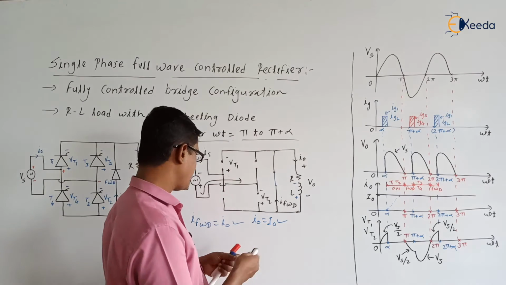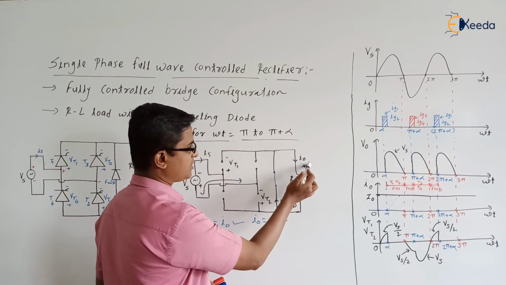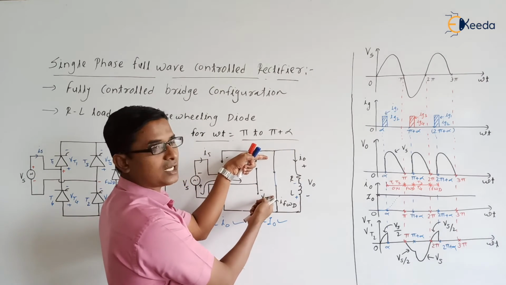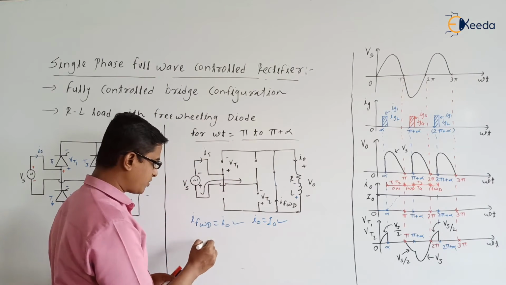Next, what is V0? V0 means the voltage across these two terminals, right? So what is the voltage between these two terminals? It is the same as the voltage across these two terminals, which is equal to the voltage across the conducting freewheeling diode. What is the voltage across the diode?